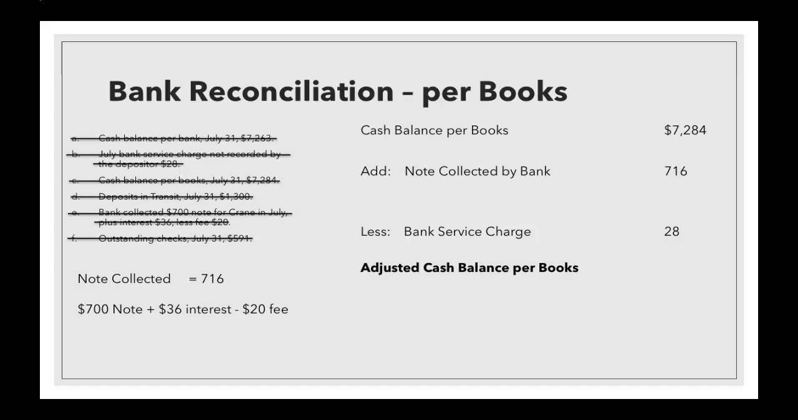Now we can find our adjusted cash balance per books. We start off with our cash balance per books that we had in our ledger of $7,284, add in the note collected by the bank of $716, subtract out our bank service charge of $28, and we get an adjusted cash balance per books of $7,972.